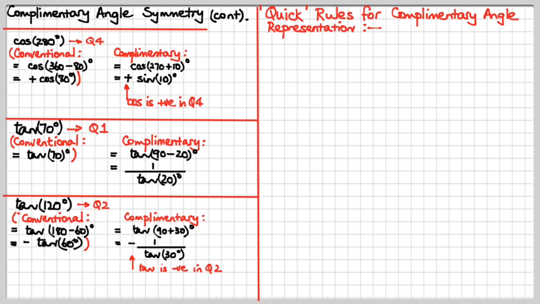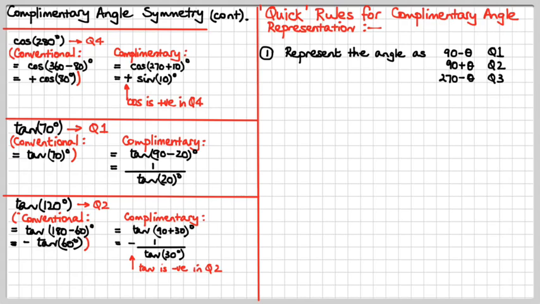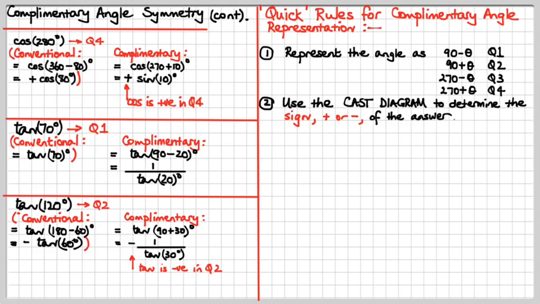Yes, we got that. Now, here are the quick rules. I call them the quick and dirty rules in my class, but they're just the quick rules for complementary angle representation. Represent the angle as 90 minus theta in quadrant 1, 90 plus theta in quadrant 2, 270 minus theta in quadrant 3, 270 plus theta in quadrant 4. Use the CAST diagram to determine the sign, positive or negative, of the answer, e.g. sine of 270 plus 10 is in quadrant 4, therefore sine would be negative. You'd get a negative answer in quadrant 4.